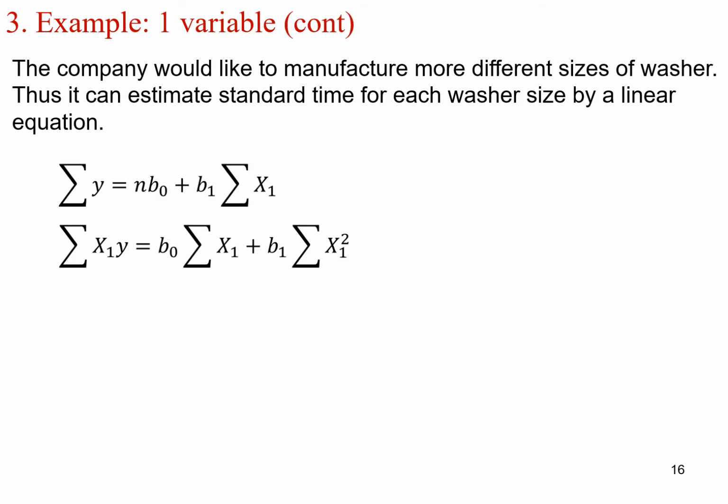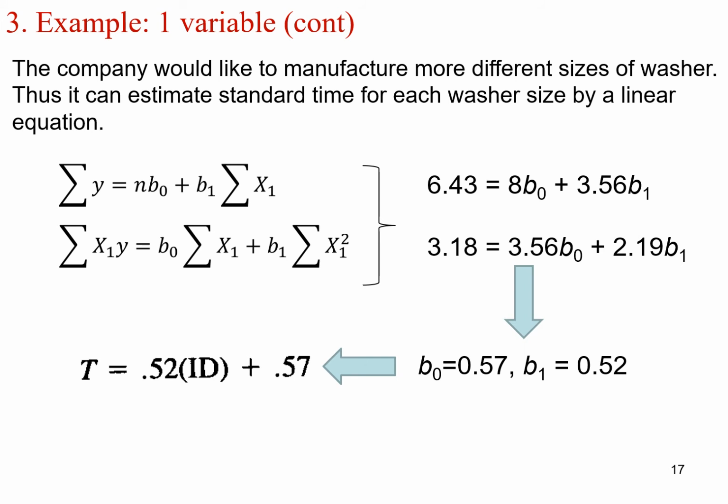If the company would like to manufacture more different sizes of washer, it can estimate the standard time for each washer by a linear equation. Here we can calculate everything from the previous data, where n equals 8, the number of data points. So we can solve two equations for b0 and b1. b0 comes out to be 0.57 and b1 is 0.52. So we can express standard time as a function of internal diameter, where t equals 0.52 times ID plus 0.57, where ID, the internal diameter, is in inches.